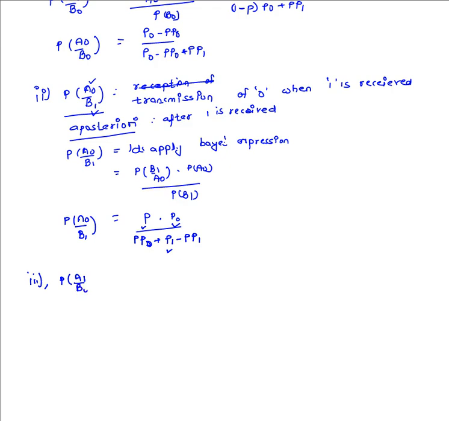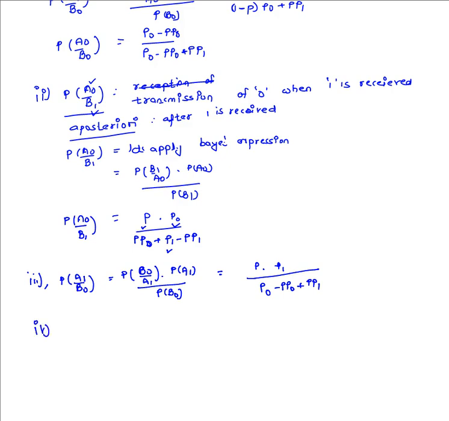A1 divided by B0. Similarly, the other one is P of A1 divided by B1. If we are considering P of A1 divided by B0, again using the Bayes theorem, you can write this as P of B0 divided by A1 into P of A1, whole divided by P of B0. P of B0 we already know from the earlier slide: P0 minus P P0 plus P P1. P of B0 divided by A1 is the error probability, simply P. P of A1 is the probability of transmission of 1, that is P1.